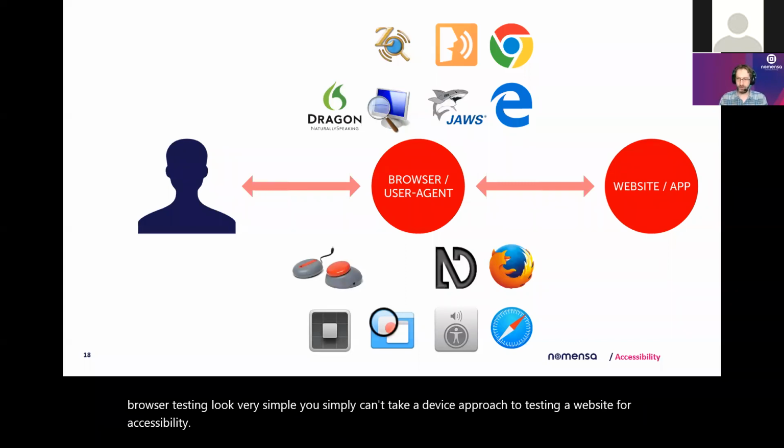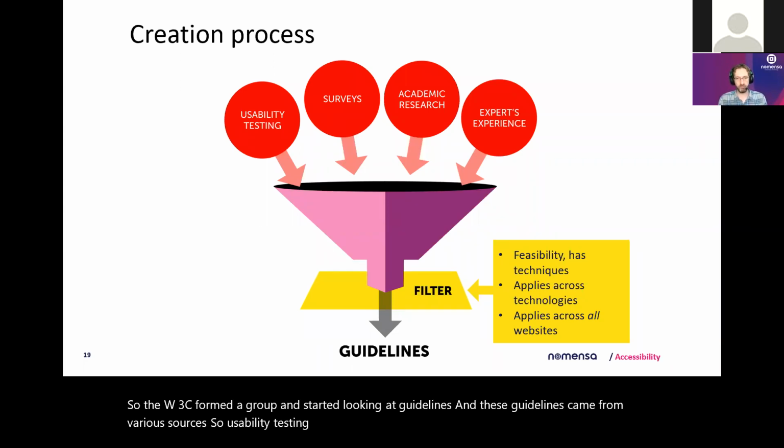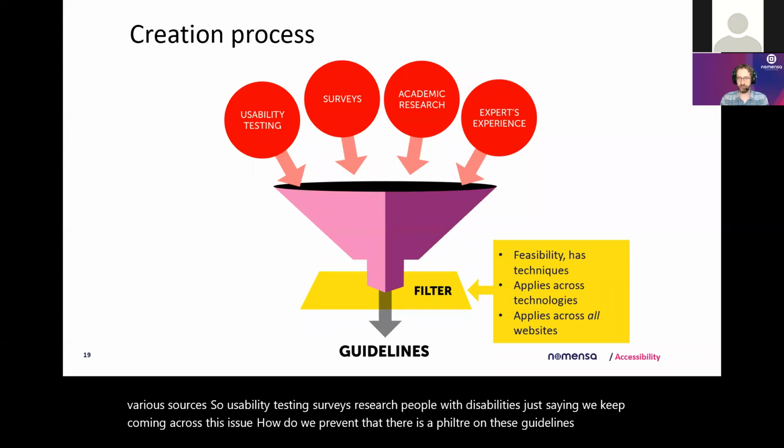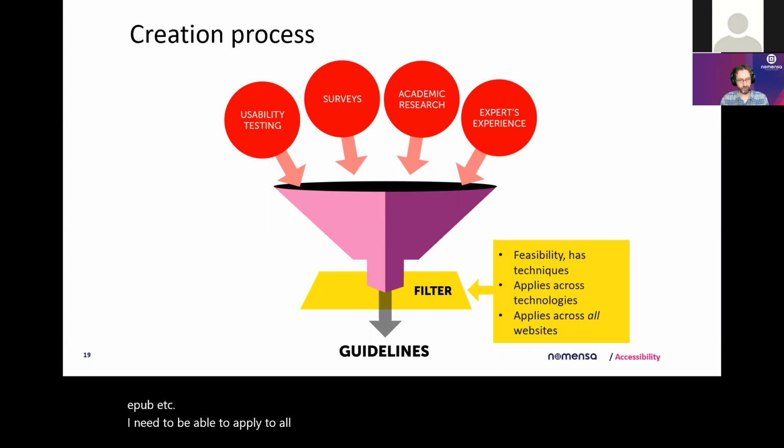So the W3C formed a group and started looking at guidelines, and these guidelines came from various sources. So usability testing, surveys, research, people with disabilities, just saying, we keep coming across this issue. How do we prevent that? There is a filter on these guidelines. So they have to be feasible for people to implement. They need to apply across technologies, so things like PDFs, EPUB, etc. And they need to be able to apply to all websites. You can't have a guideline that only applies to big websites or small websites. They have to apply fairly universally.